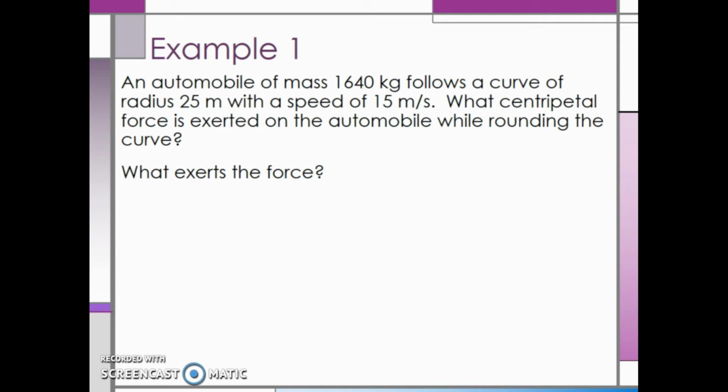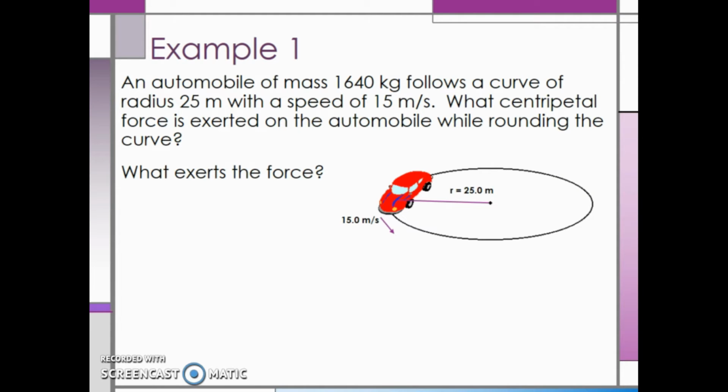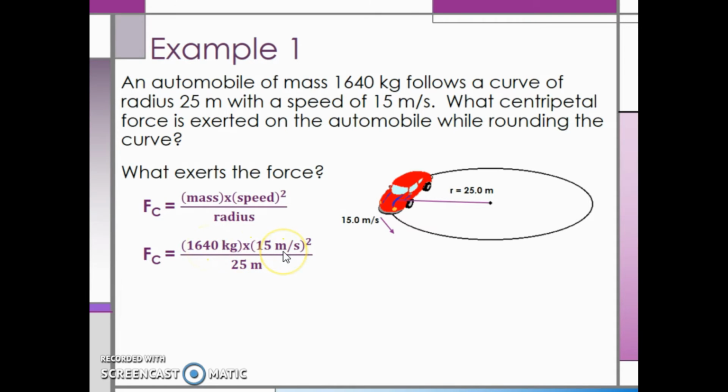Our second part will be identifying what exerts this force. First, we know centripetal force is equal to mass multiplied by speed squared divided by the radius. We can substitute in the values we know. The mass is 1,640 kilograms, the speed is 15 meters per second, and the radius is 25 meters.